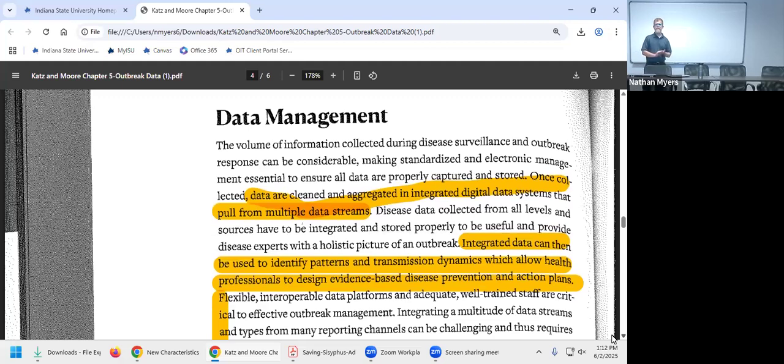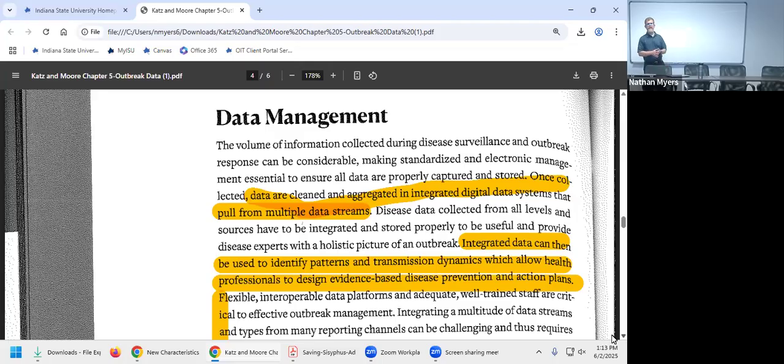So in terms of data management, data are cleaned and aggregated in integrated digital data systems that pull from multiple data streams. So this idea of integrated data is very important. And integration of data can be challenging because, as I think we've talked about previously, like looking at electronic health records, there's been a long ongoing effort to try to make electronic health record systems better integrated, better able to communicate with each other, but it's still an ongoing challenge. And we continue to face that kind of challenge on multiple fronts.